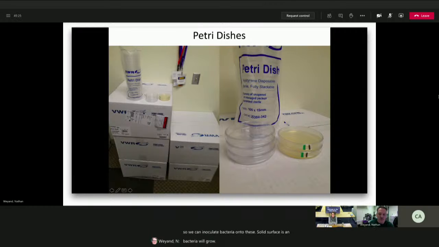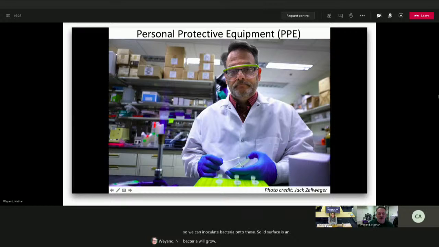All right, this slide, I apologize for the sternness on my face here, but this slide just shows you some of the personal protective equipment that I wear in the laboratory, and my students also do. This was taken before the pandemic, so I'm not wearing a mask. We all are wearing masks now when we work in the laboratory.